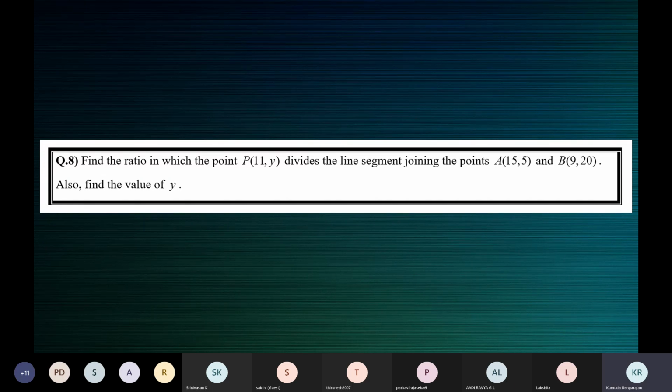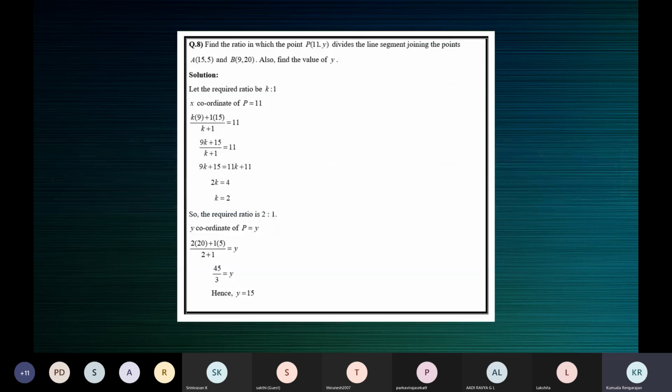So 6m is equal to 5n. So the n will come for division. 6m by n is equal to 5. So m by n will be equal to 5 by 6. You can do it like that, or you can use the ratio k is to 1. Yes, the question is also there.